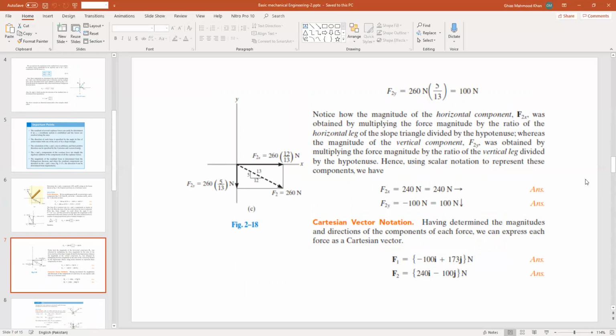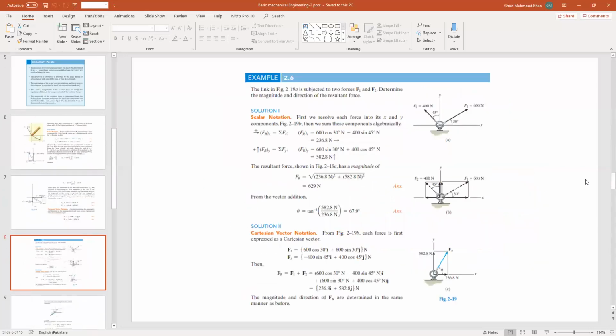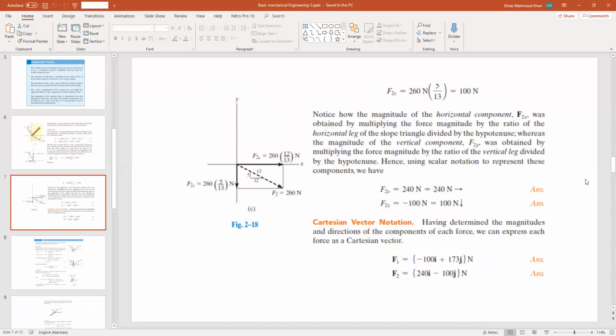The resultant will be the summation of the F1 and F2 forces: F1x plus F2x, F1y plus F2y, and the magnitude of the resultant will be found using the Pythagoras theorem if required.